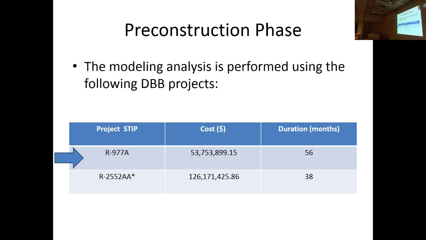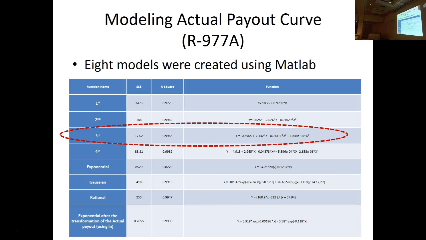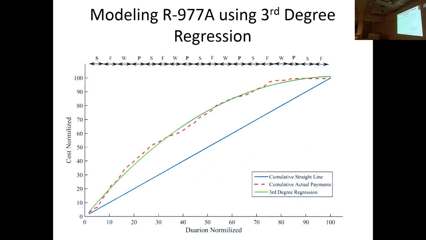So what we did, looking at the macro approach. Macro just means let's look at past project data. We model past project data for specific kinds of projects and say, here's the kind of curve you can use to predict cash flows in the future for a similar kind of project. Here's one project that we did, and with the modeling, we tried all kinds of different modeling techniques using MATLAB. We found that a third order function actually gave us a pretty good prediction of the actual expenditures.